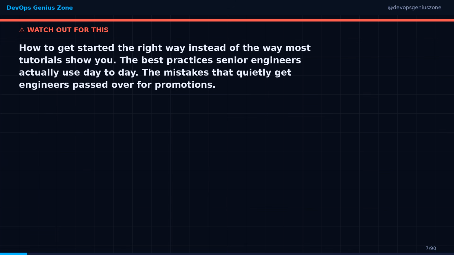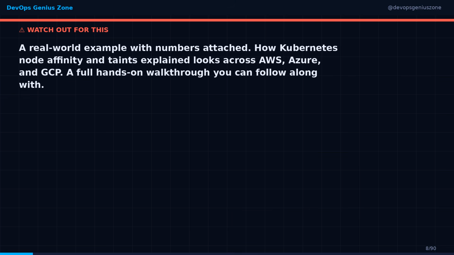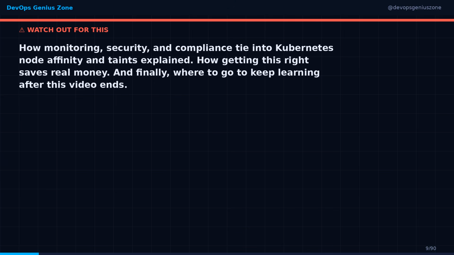How Kubernetes Node Affinity and Taints Explained looks across AWS, Azure, and GCP. A full hands-on walkthrough you can follow along with. How monitoring, security, and compliance tie into Kubernetes Node Affinity and Taints Explained. How getting this right saves real money. And finally, where to go to keep learning after this video ends.